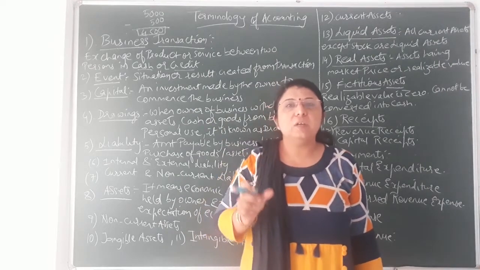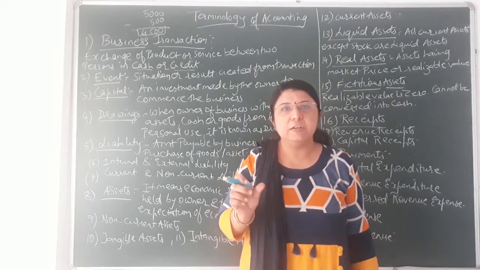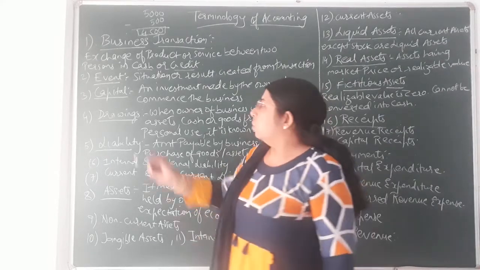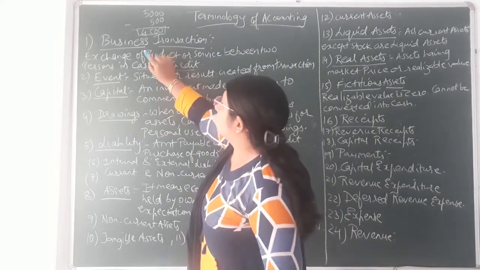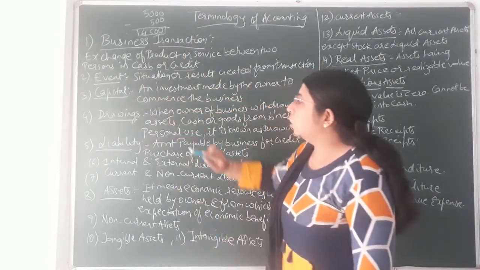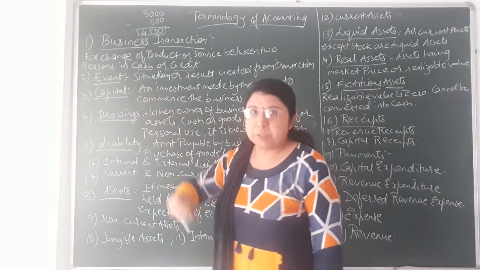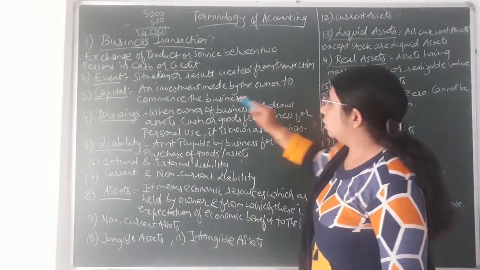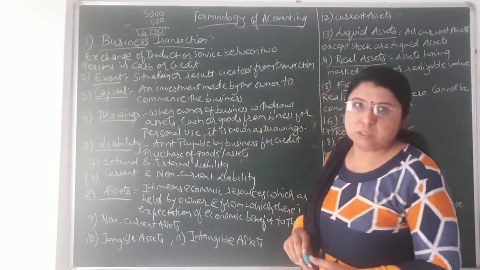It means whatever result we are getting at the end of the accounting year, that is called the event. Okay, so we have understood these 2 points. First terminology, that is business transaction, and the second one, that is event. Now moving on to the third word, that is capital. An investment made by the owner to commence the business.